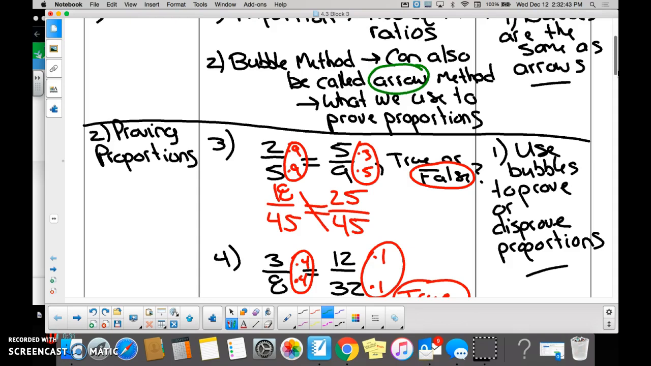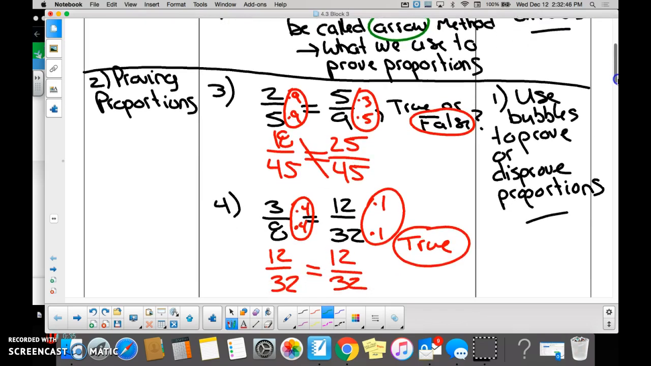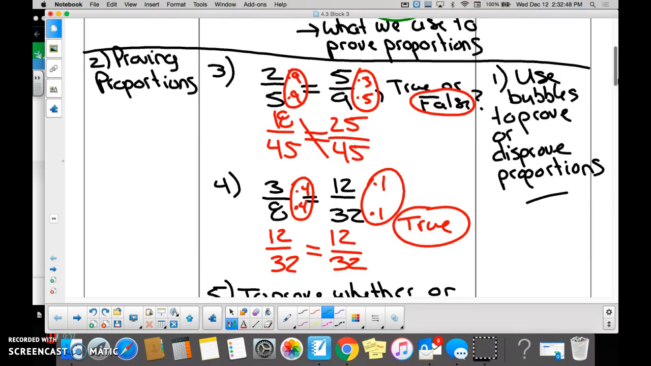Okay, we're going to still call it the bubble method, but we are using arrows. If you are asked to prove whether or not two ratios are proportionate, so, for example, we had 2/5 and we had 5/9. We needed to decide if they were equal or not. What did we do to prove whether or not they were equal? What did we find, Lavin?